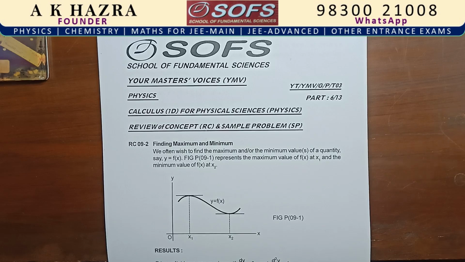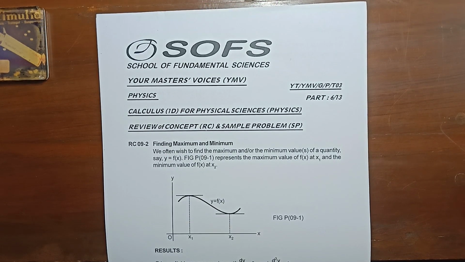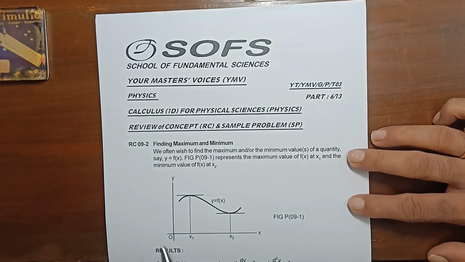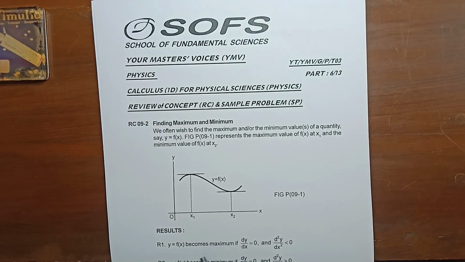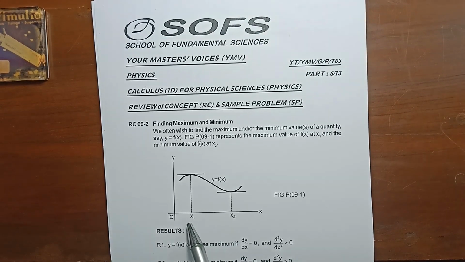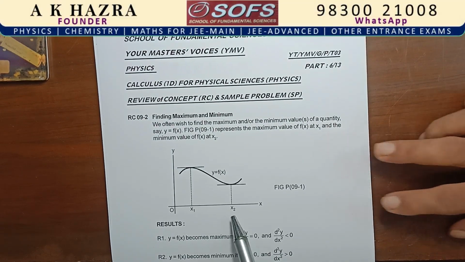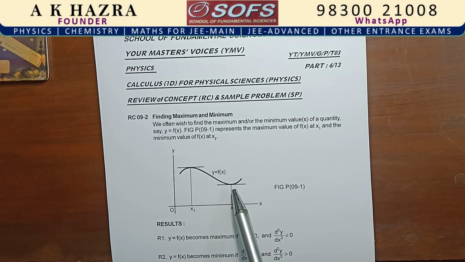Applied differential calculus, second part, discussing finding maximum and minimum for a function. Let y equal f(x), and this is the graph of the function y equals f(x). Clearly you see at x equals x1 it is the maximum value of f(x), and at x equals x2 this is the minimum value of f(x).